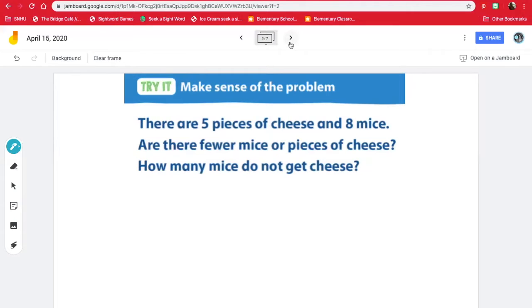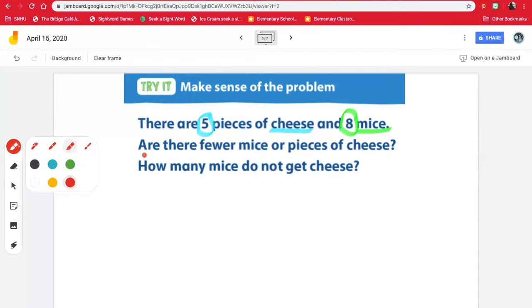Here's a new problem for today. It says, there are 5 pieces of cheese and 8 mice. Are there fewer mice or pieces of cheese? How many mice do not get cheese? So this is a problem that's asking 2 questions. So first, let's highlight the important information. What's this problem about? Well, it's about cheese and how there's 5 pieces of cheese. It's also about mice. And how many mice are there? 8. There are 8 mice.